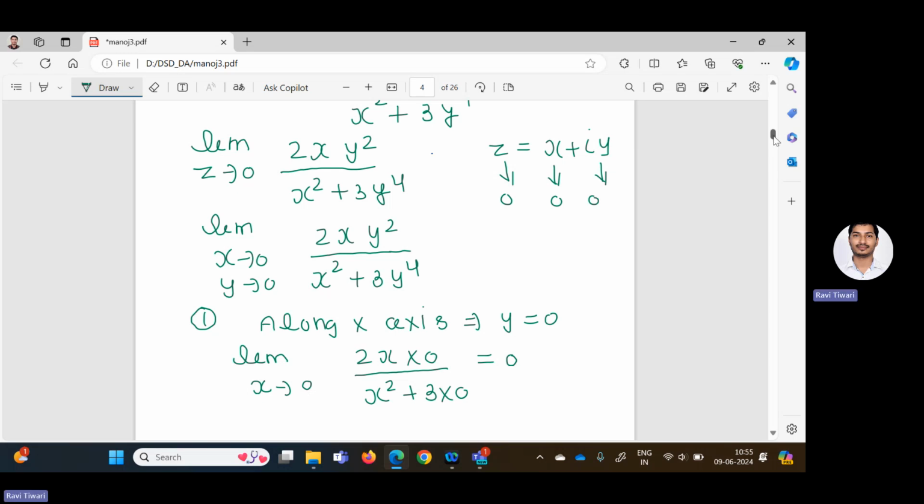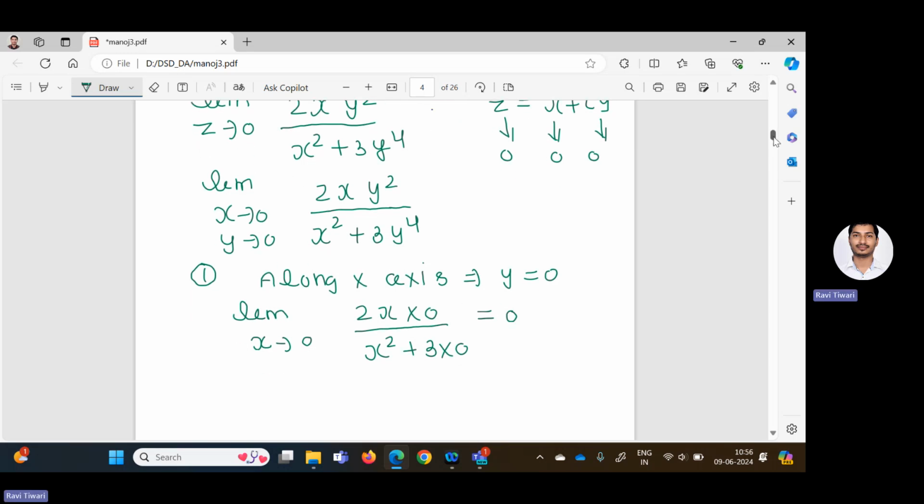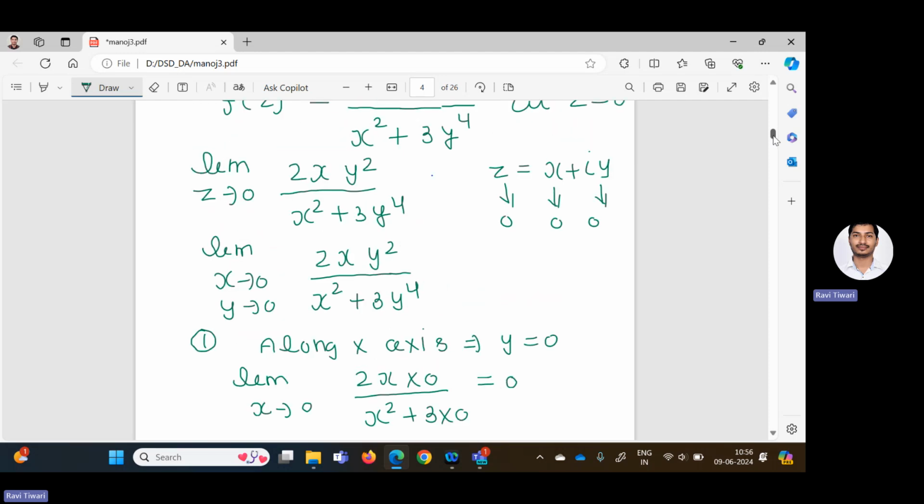But how do we choose a path? What kind of path can we choose such that the limit of this function is not 0, so that we can claim the function is discontinuous? What path can be chosen so that the limit is different from 0? If I ask you about the power of the numerator and denominator, by considering the degree of numerator and denominator, we can easily get an idea of what kind of path to choose.